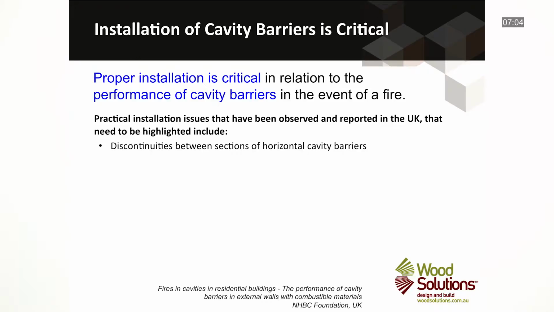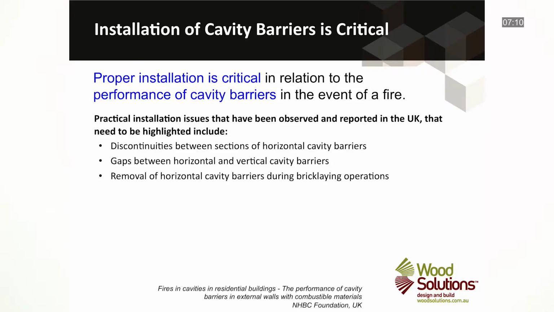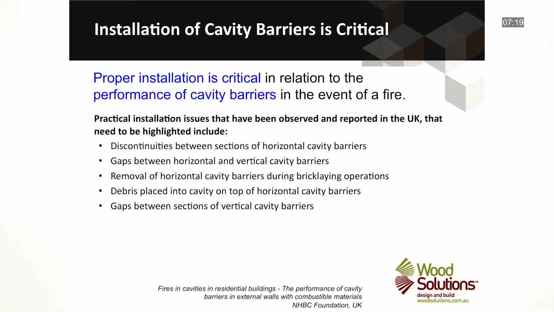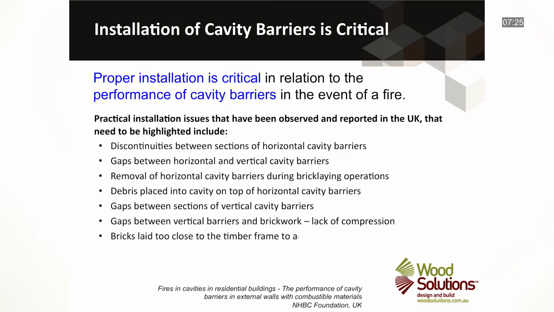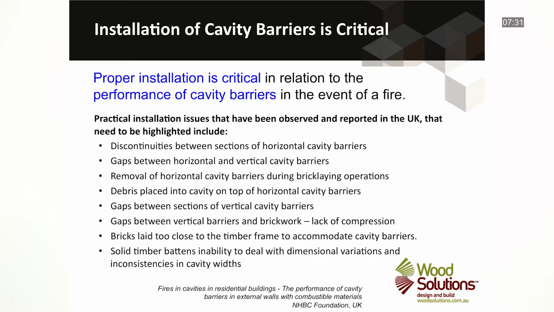discontinuities between sections of horizontal cavity barriers, gaps between horizontal and vertical cavity barriers, removal of horizontal cavity barriers during bricklaying operations, debris left in the cavity on top of the horizontal cavity barriers, gaps between sections of vertical cavity barriers, gaps between vertical barriers and brickwork, meaning a lack of compression in the cavity barrier, bricks laid too close to the timber frame to accommodate cavity barriers, and solid timber which cannot deal with dimensional variations and inconsistencies in cavity widths. Cavity barriers must be installed correctly in accordance with manufacturer's instructions and not damaged, removed or interfered with during the period between installation and completion of the external rain screen facade.